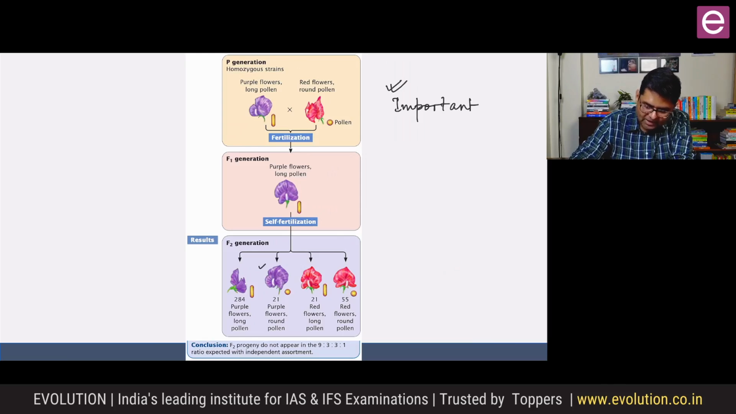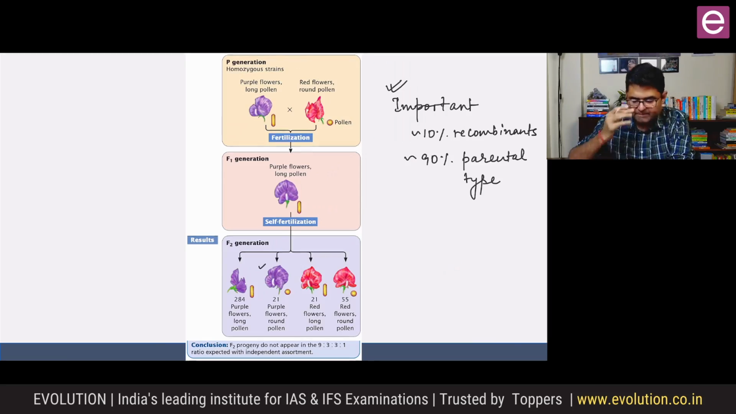Okay. And always remember about 10% recombinants थे यहाँ पे. Numbers आपके लिए matter नहीं करते उतना. And around 90% थे parental type. So that's what. So this is the discovery part.